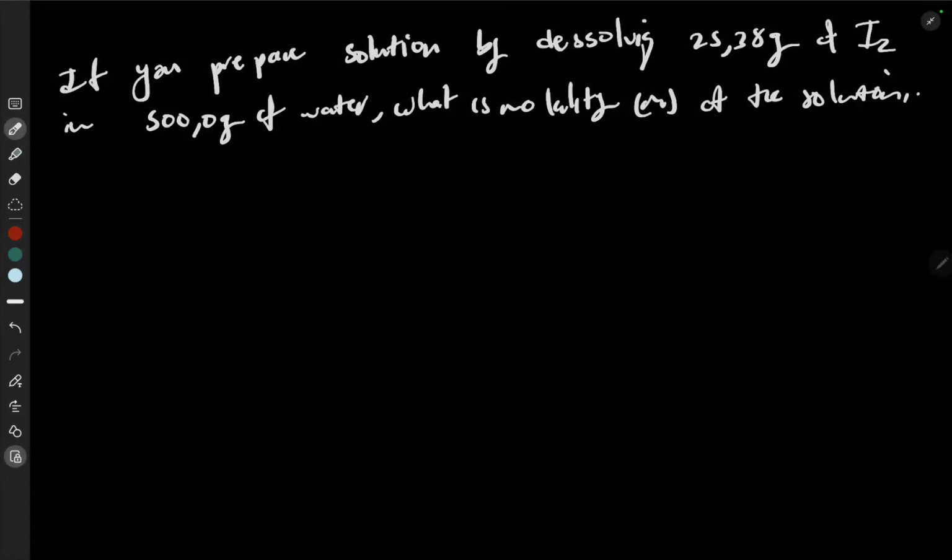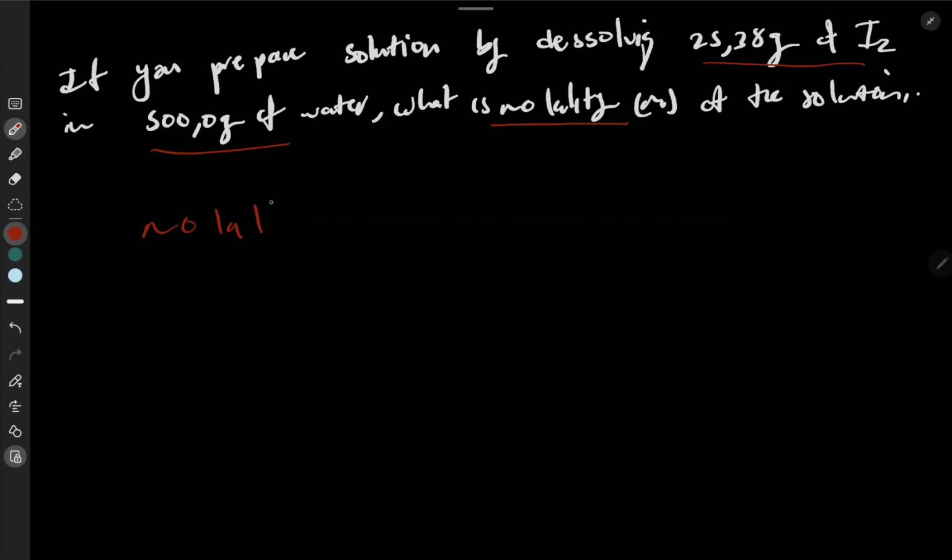Okay, the problem that we're going to look at reads: if you prepare a solution by dissolving this much of iodine in this much weight of water, what is the molality? Before we start, let's look at what molality is.